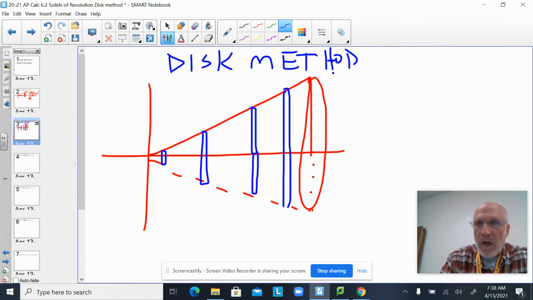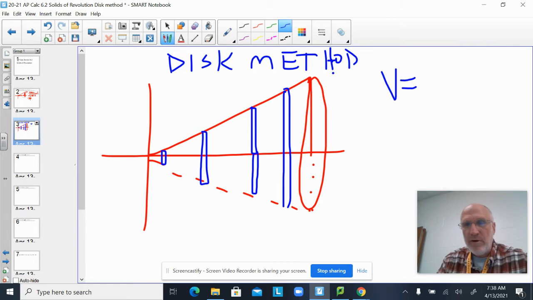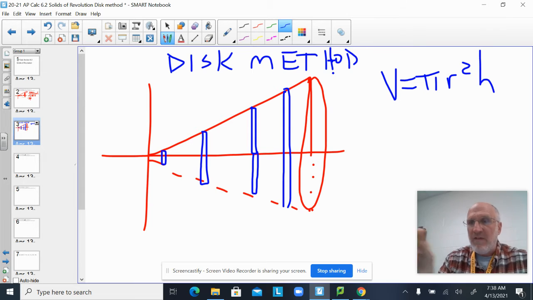So I'm going to write the volume of one disc, that's just a cylinder, is pi r squared h. That's the formula for the volume of a cylinder. Each disc is really a little cylinder kind of turned sideways. So what we're able to do here is by integrating this, from a to b.